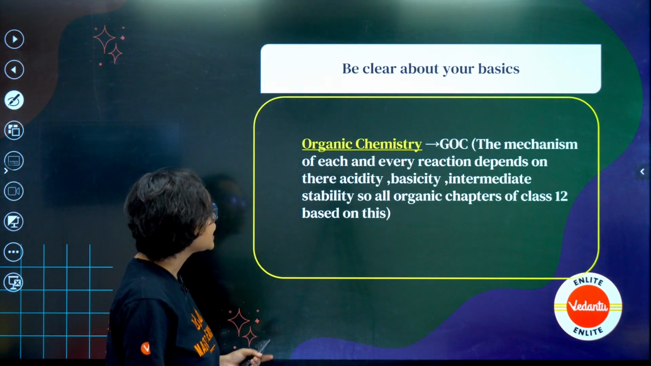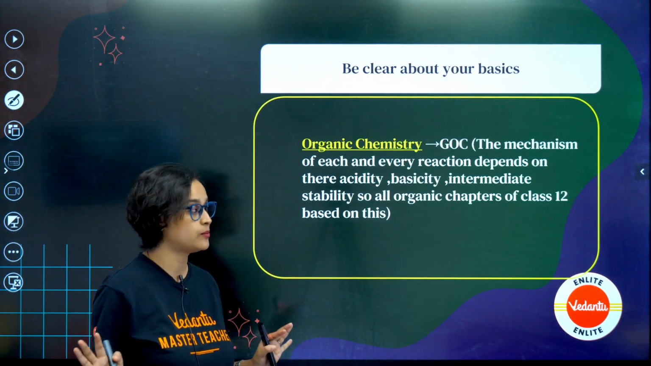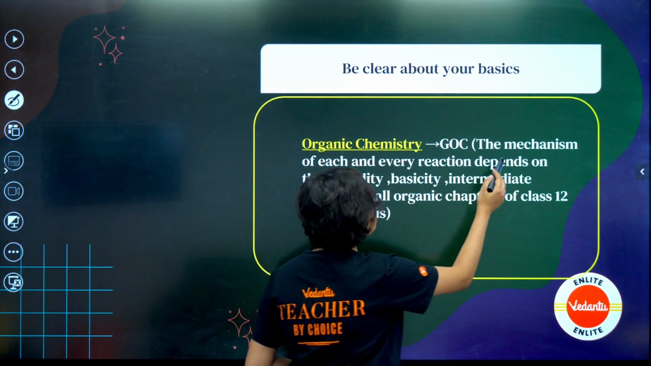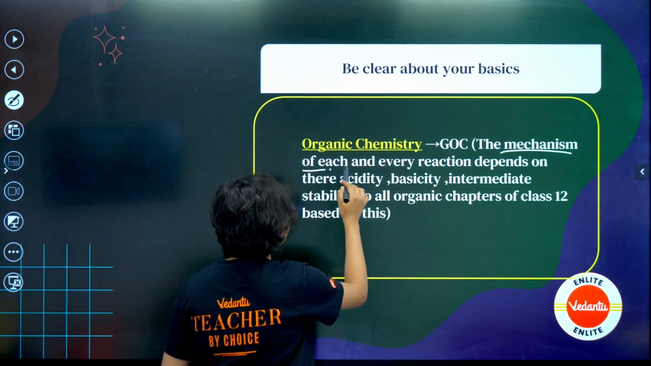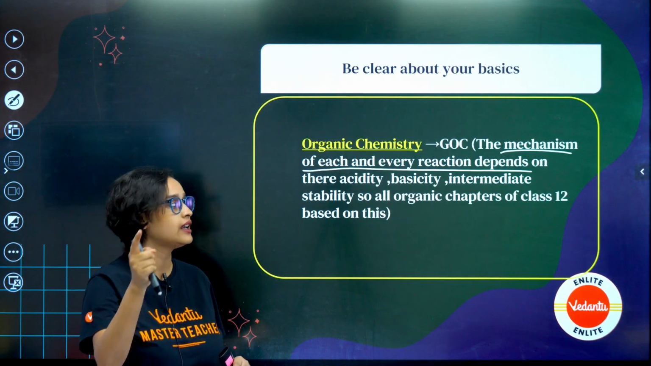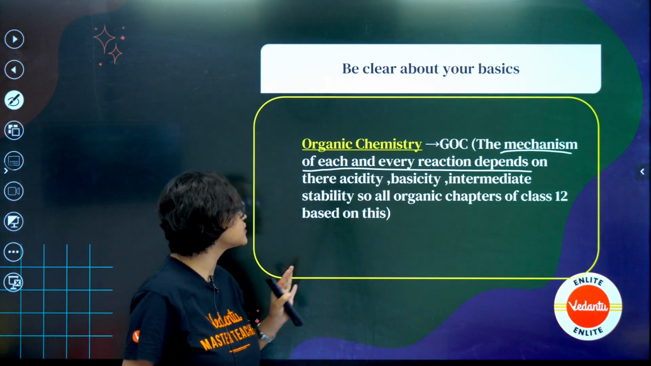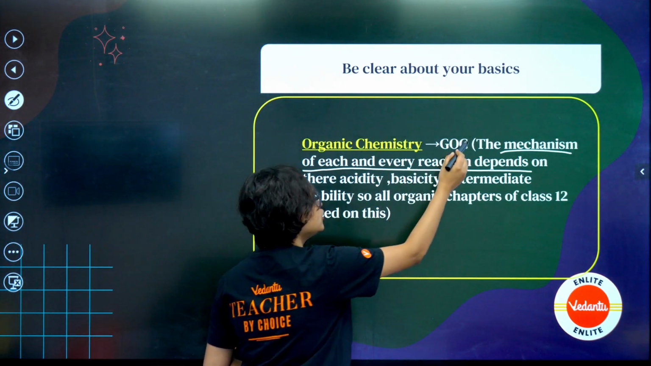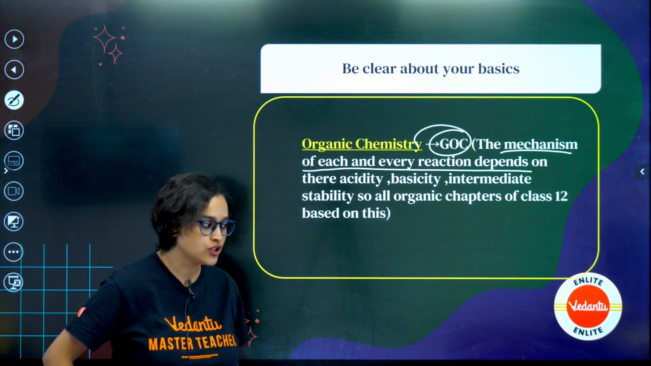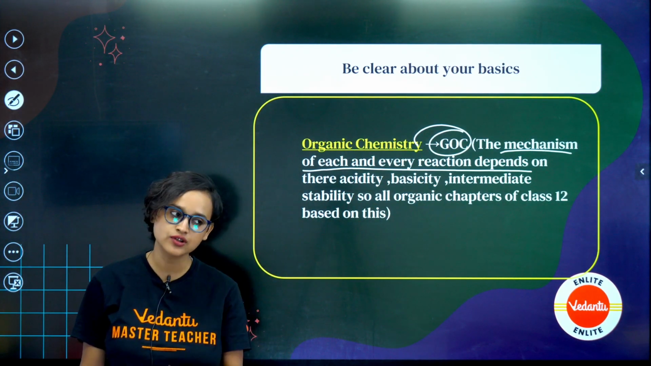Then comes organic chemistry. Like I said, GOC and hydrocarbon are the most important 2 chapters. The mechanism of each and every reaction depends on acidity, basicity, intermediate stability, and all the organic chapters of class 12 are absolutely based on these chapters. So GOC is very, very important. You cannot skip GOC. You have to study GOC.